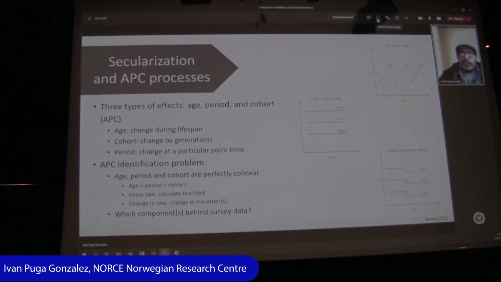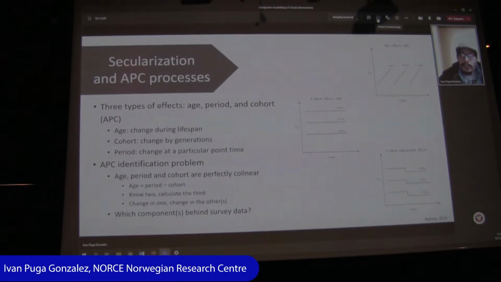So if you look at each of them separately, you can see here the age effects: you have time here and then whatever trait you are actually measuring. If there is only an age effect, it means that during the lifetime of the individual there is a change in this trait, and it doesn't really matter when the individual was born. It can be born in the 40s, in the 50s, or in the 60s, but the change seems the same with age.